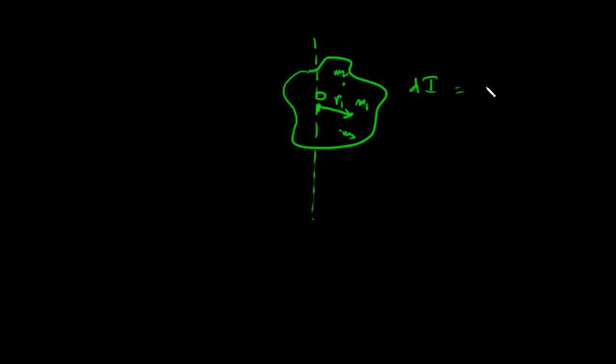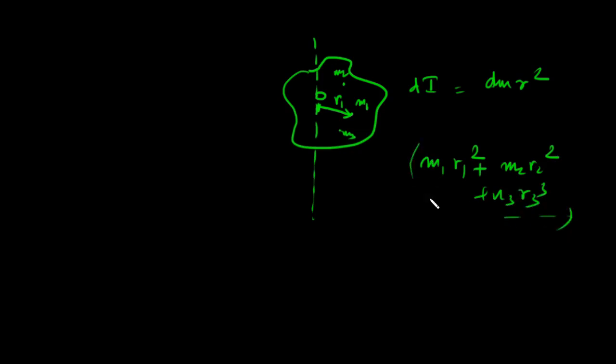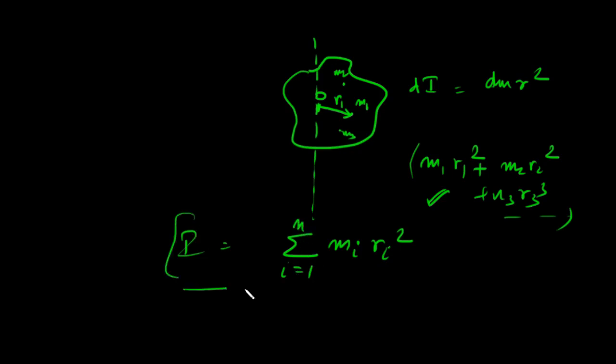For example, dI will be equal to dm times r square, and for m1 it will be m1 r1 square. For m2 we will add m2 r2 square, for m3 it will be m3 r3 square, and so on. So in a nutshell, I would be equal to the summation of mi ri square, where i goes from 1 to n. So this is for an extended discrete body.